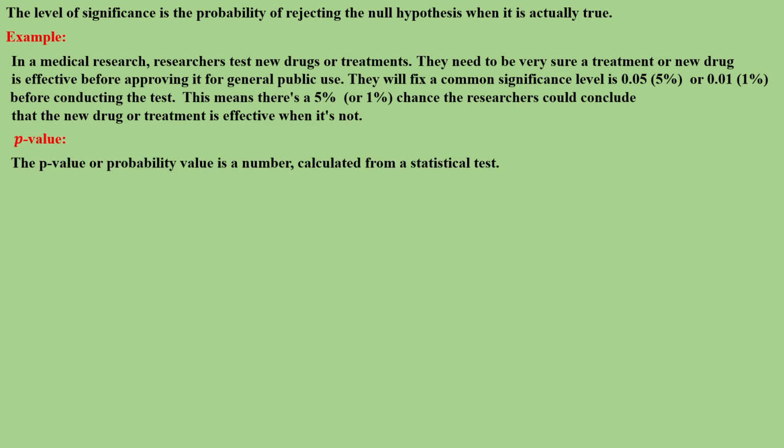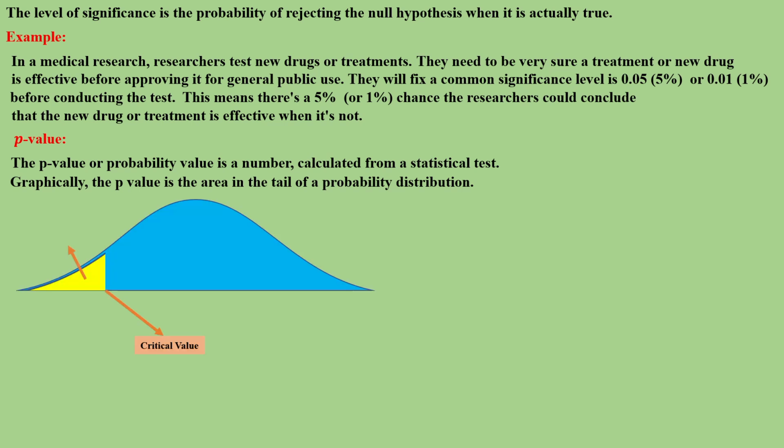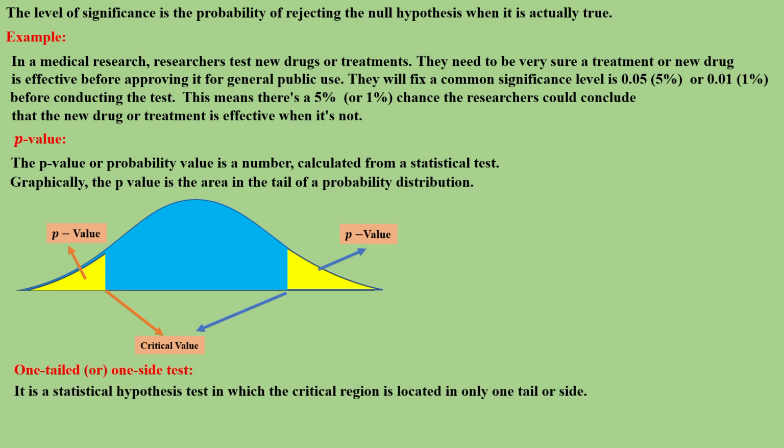Next, p-value. The p-value or probability value is a number calculated from the statistical test. Graphically, the p-value is the area in the tail of the probability distribution. So this is the p-value, right? Sometimes we have both sides, a one-tail or two-tail test. A one-tail test or one-sided test is a statistical hypothesis test in which the critical region is located only on one side or one tail. So we have tails on both sides.